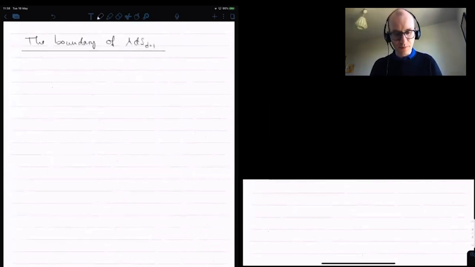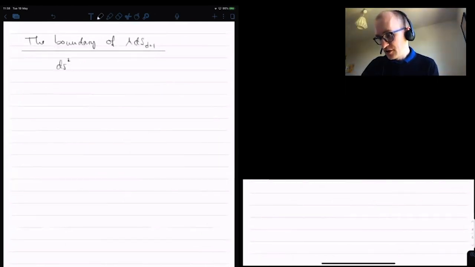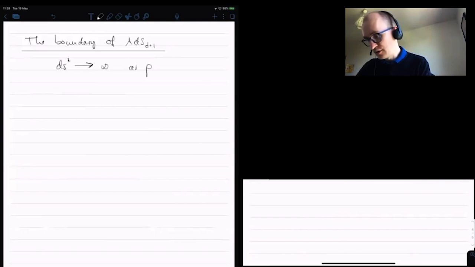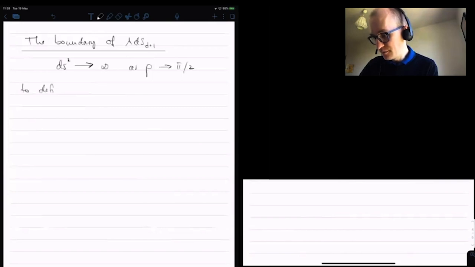Boundary of ADS-T plus 1. So the simple remark here was that our original metric, the line element, will go to infinity as rho goes to pi over 2. That's because of this pole. And so to define a boundary metric, so we have already done one of them, but to define a boundary metric, all that we needed to do was to rescale it in such a way that this pole disappeared.